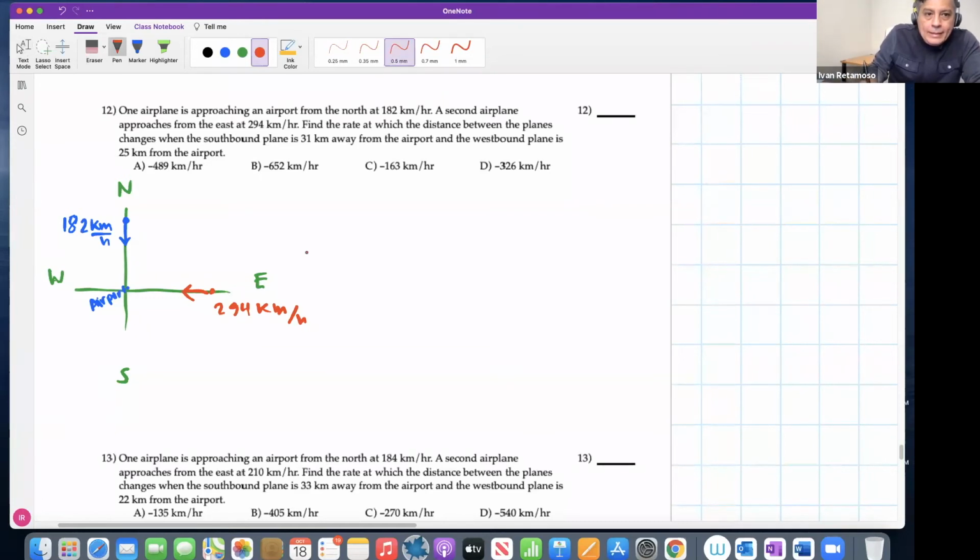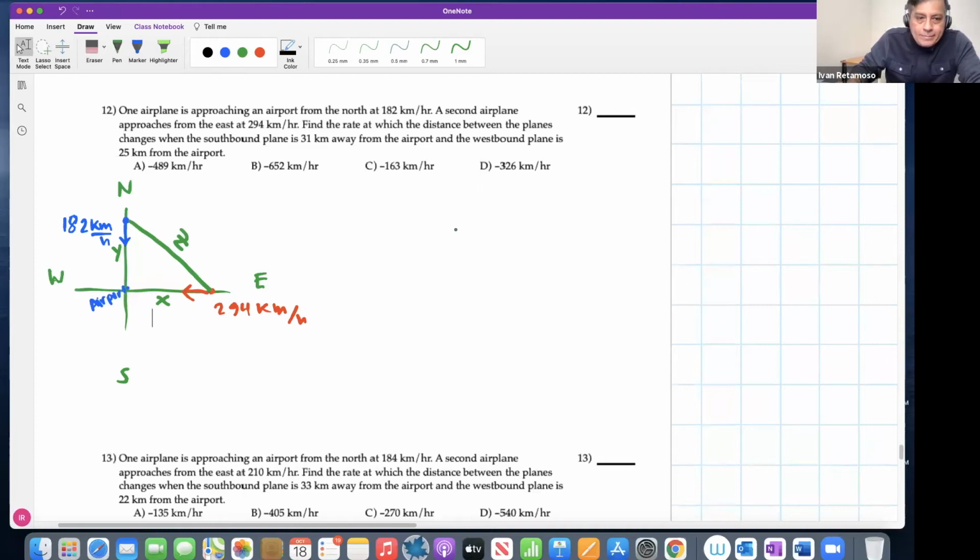Now, as they move, there is going to be a distance between the two of them, which is going to be this distance. Let's represent that with Z again. And at the same time, there's going to be a vertical distance from the airplane to the airport, the one that's coming from north, the one that's coming from east. Let's represent this with X, okay? So 3 variables, as you can see, and the 3 of them are changing. No variable is constant this time.